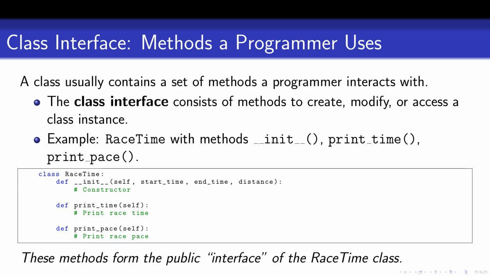The interface of a class refers to the set of methods that are intended to be used by programmers who work with instances of that class. For example, a RaceTime class might include methods like print_time or print_pace. These are public-facing methods that users are expected to call. They define how the object should be used and what capabilities it exposes. The clearer and more consistent your class interface, the easier it becomes for others, or your future self, to understand and work with your code. Designing a good interface means clearly separating public methods from internal implementation details.